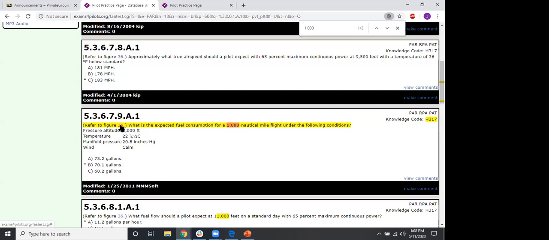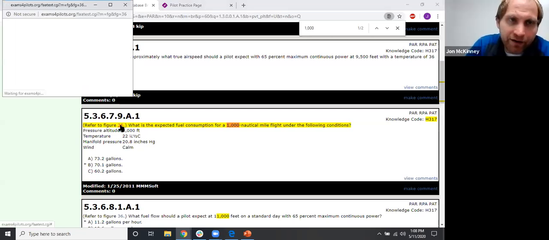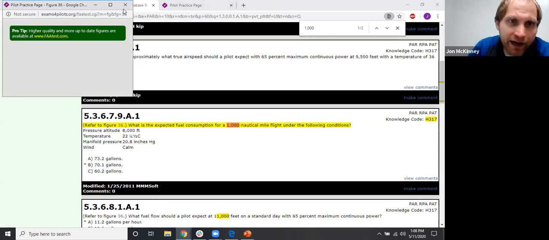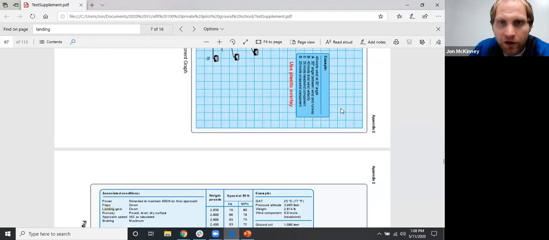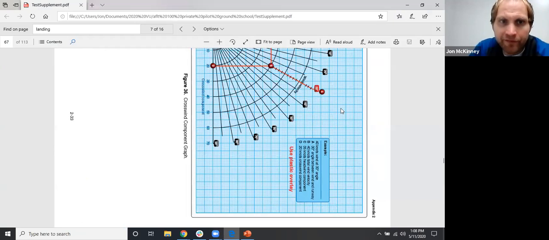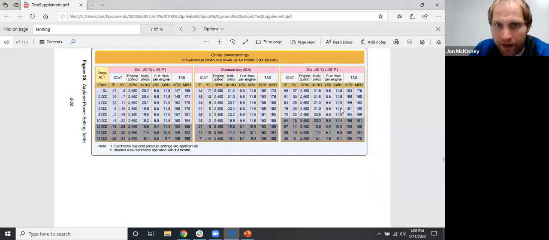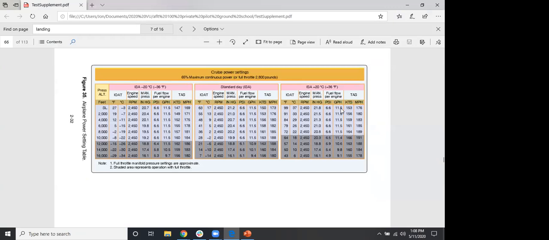Now it says figure 36. When you click on that figure 36, I don't get any good information. Is it still figure 36 in the newer book? I don't know. Here's figure 36. No way, it's not. Here it is. It's figure 35 now. So they changed it.